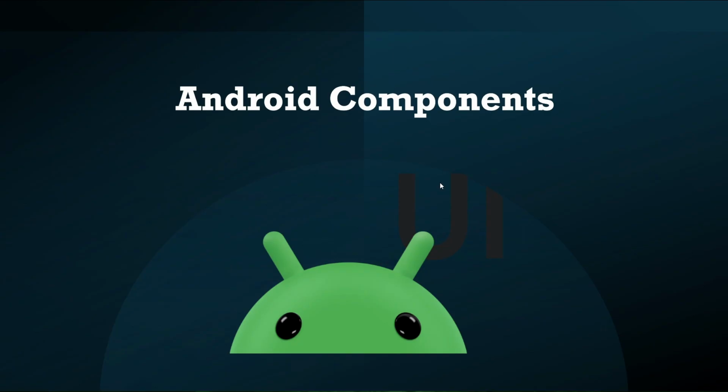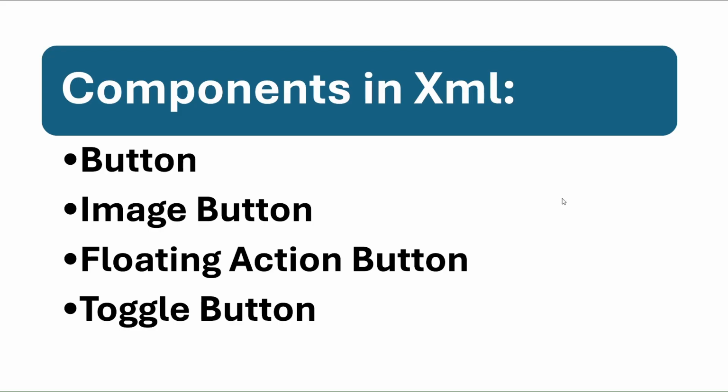We are going to see some Android components. I got this image from the Android Studio's official website. These are the components. In this video, we are going to talk about the button, image button, floating action button, and the toggle button.